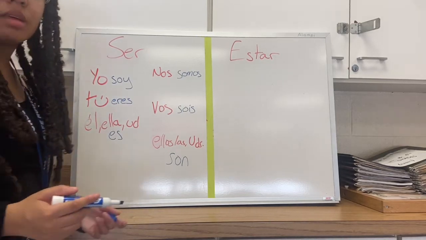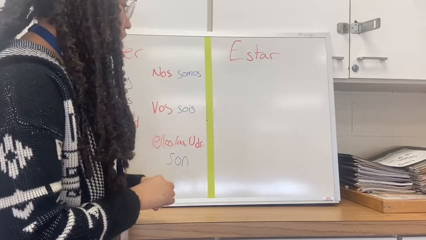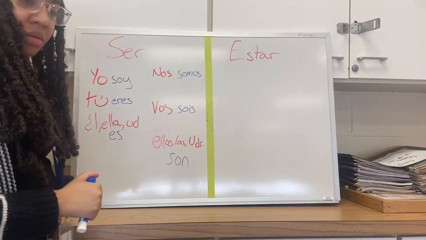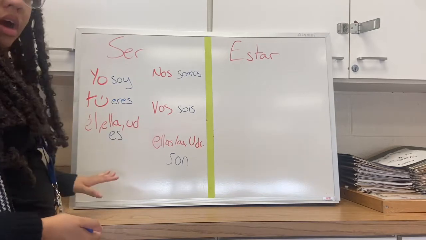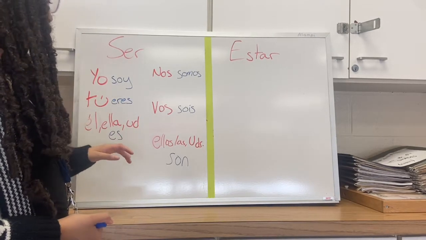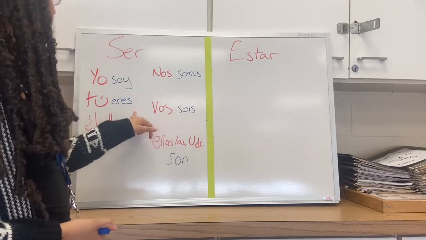Always so rude in the middle of all my instructions. It's always there. But we'll see how long it stays there for. So here are all of the subjects which are in rojo, and the conjugations which are in azul, okay?